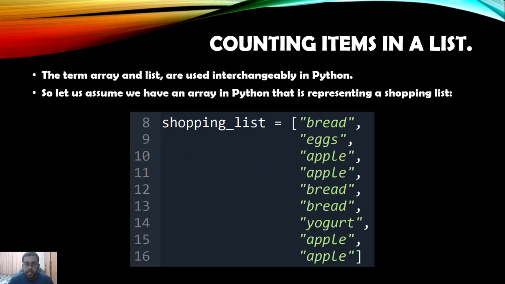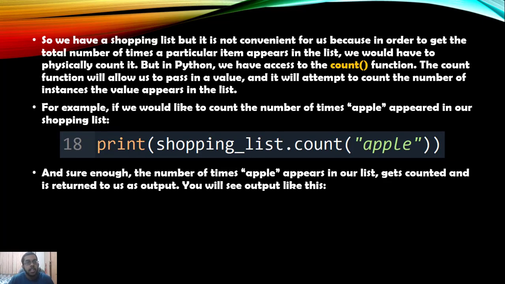Counting items in a list. The terms array and list are used interchangeably in Python. So let us assume we have an array in Python that is representing a shopping list. So we have a shopping list, but it is not convenient for us because in order to get the total number of times a particular item appears in the list, we would have to physically count it. But in Python, we have access to the count function. The count function will allow us to pass in a value and it will attempt to count the number of instances the value appears in the list.